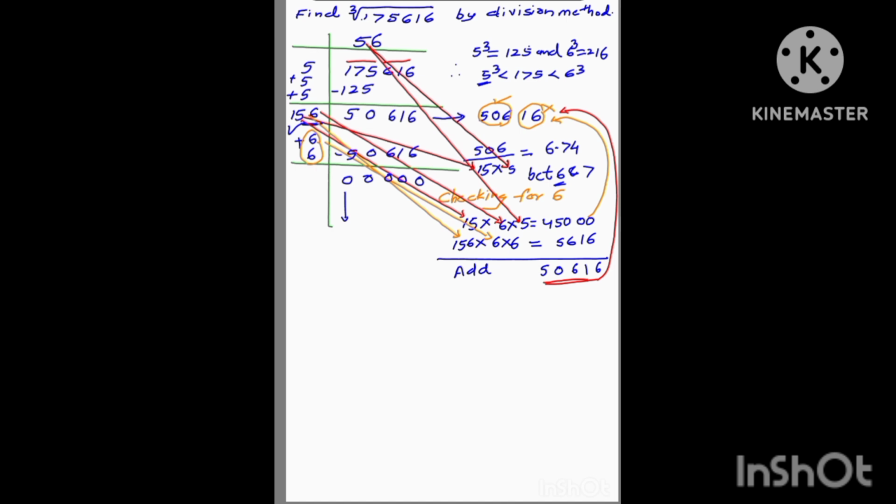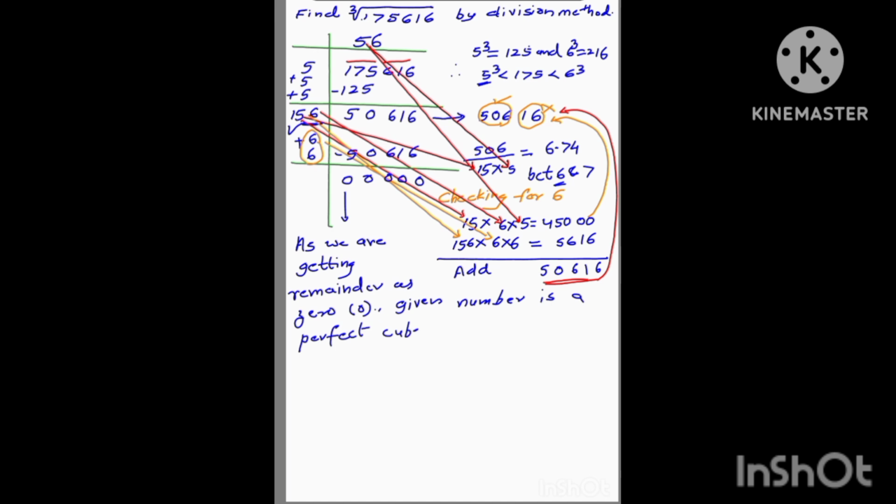As you are getting 000 as a remainder, that means the given number is a perfect cube number, or has a perfect cube root. See, this is a comment. Given number is a perfect cube number, and we are supposed to find the cube root of that number, and we are finding it out.